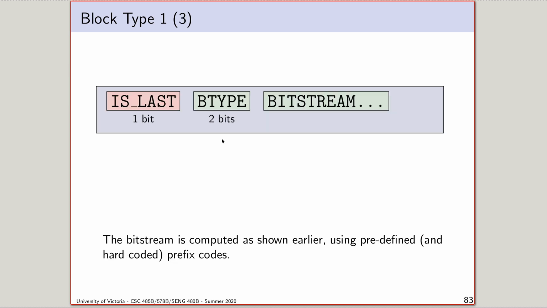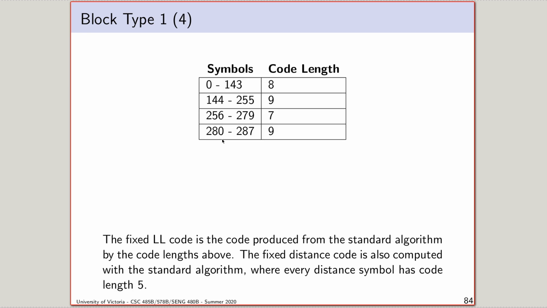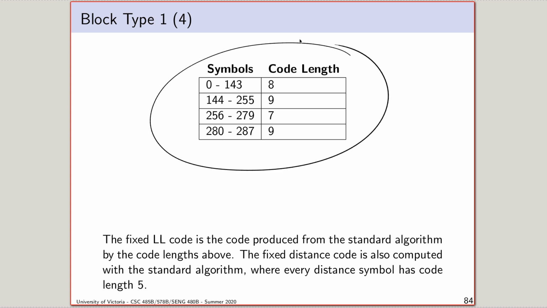And the bit stream is computed as we just described earlier. We first compute our symbol stream with LZSS, and then we can convert that to this stream of LL symbols, so literals and lengths, as well as offsets and distance symbols. We then take it and we use a fixed LL code. It is hard coded into the standard. It is the code that you would produce with the standard algorithm with these code lengths. That is it. It is always that code, so there's no variability allowed. You must use this code in block type 1.